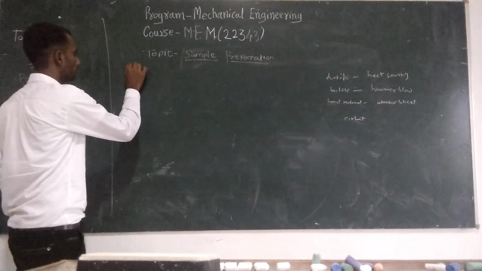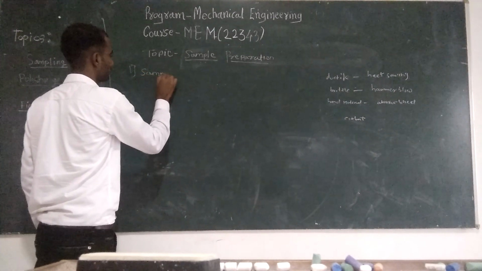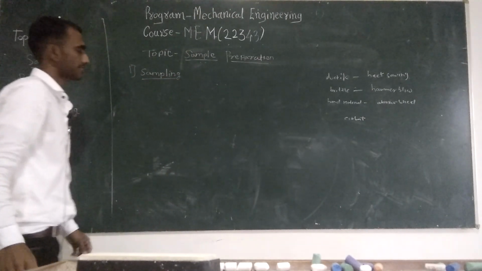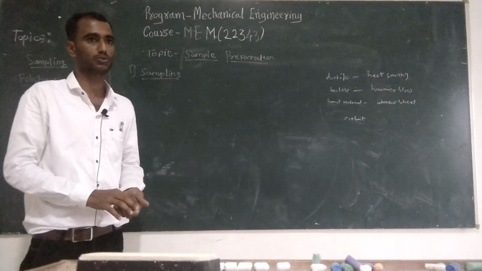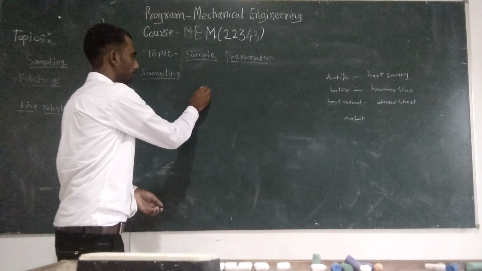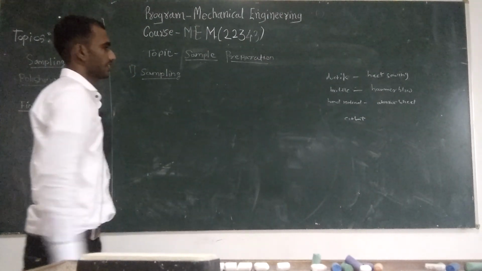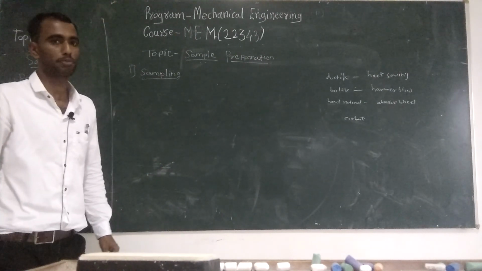So we are going to learn the first process, that is sampling. Sampling means what? You have to cut a particular size or shape of specimen from that available piece of material. It is done according to the properties of the material.